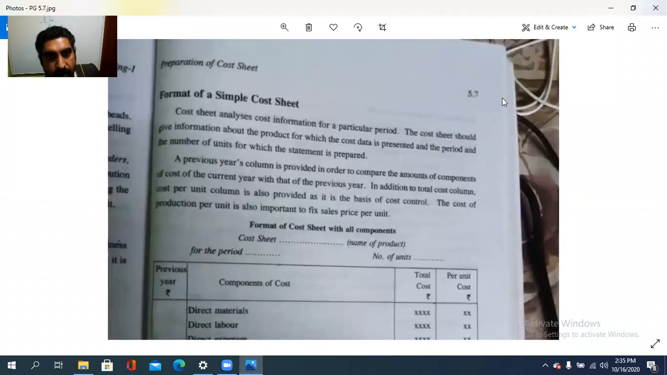See, format of a simple cost sheet. Cost sheet analyzes the cost information for a particular period. The cost sheet should give information about the product for which the cost data is presented and the period and the number of units for which the statement is prepared. A previous year's column is provided in order to compare the amount of components of cost for the current year with that of the previous year. In addition to the total cost column, a cost per unit column is also provided, as it is the basis of cost control. The cost of production per unit is also important to fix the selling price per unit.